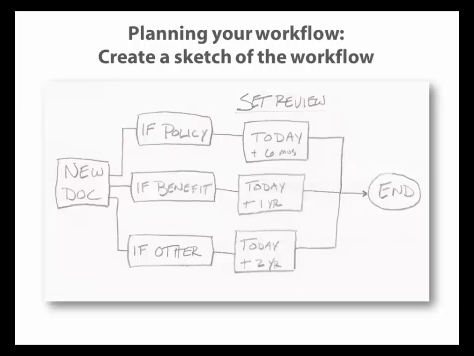Okay, how are we going to get this workflow built? Visio would be great. A pencil and paper would work fine, but we need to kind of understand what's going on. So I've got some conditions here, and depending on a condition, I'm going to take an action. It looks like I'm setting a field's value on the current item, and if that item is a policy, we're going to review it in 6 months, and if the item is a benefit, I'm going to review it in a year. And if it's some other kind of document, I'm going to review it in 2 years.